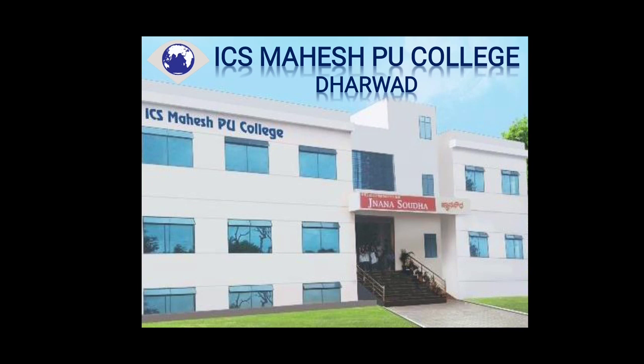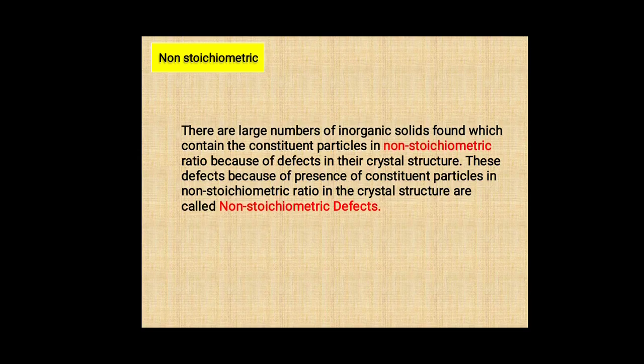Students, we are discussing the concept defects in the solids. Non-stoichiometric defects. There are a large number of inorganic solids found which contain the constituent particles in a non-stoichiometric ratio because of defects in the crystal lattice. These defects, because of the presence of constituent particles in a non-stoichiometric ratio in the crystal structure, are called non-stoichiometric defects.